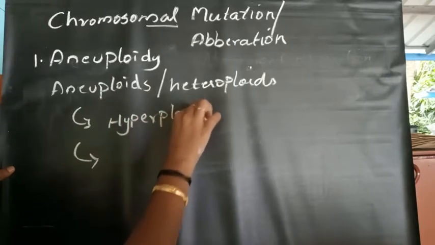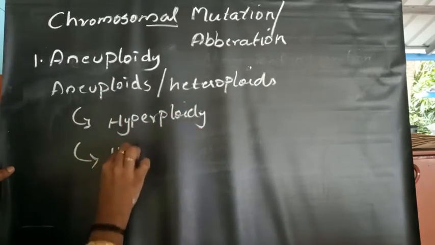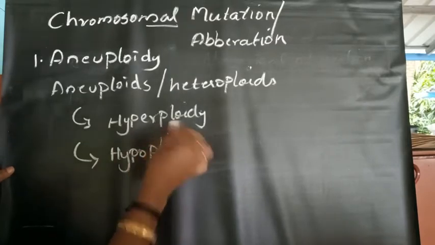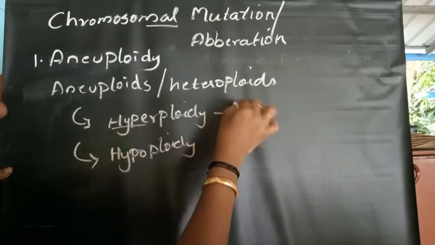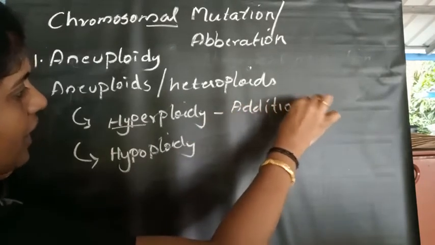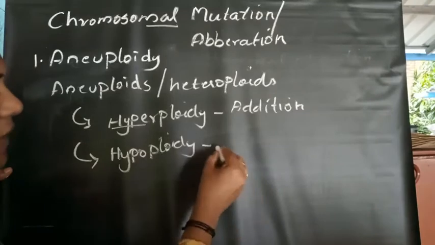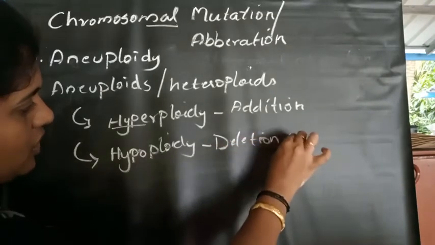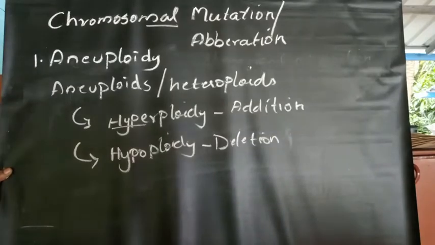Hyperploidy, hypoploidy. Hyperploidy means, clearly, hyper, increasing, so addition of individual chromosomes. Hyperploidy is the addition of individual chromosomes. Hypoploidy is the deletion of individual chromosomes.